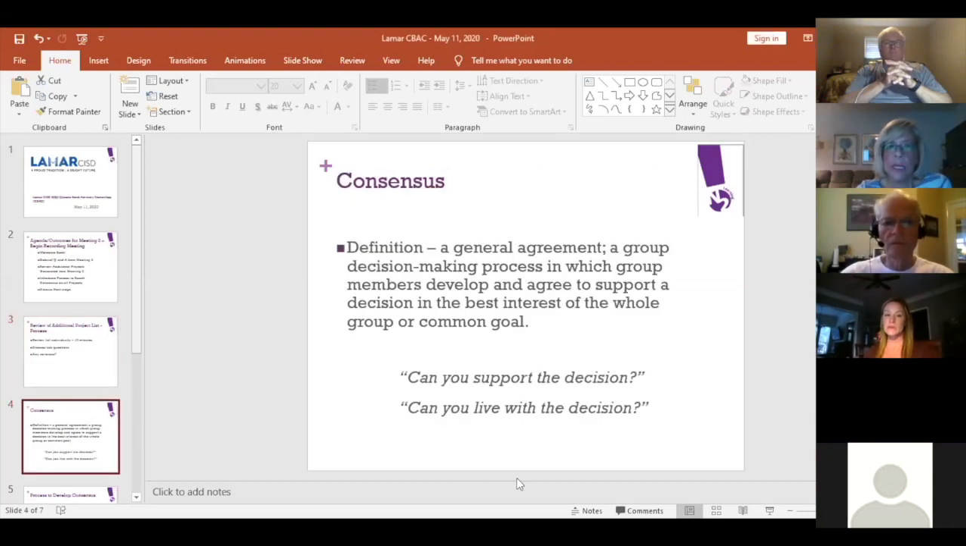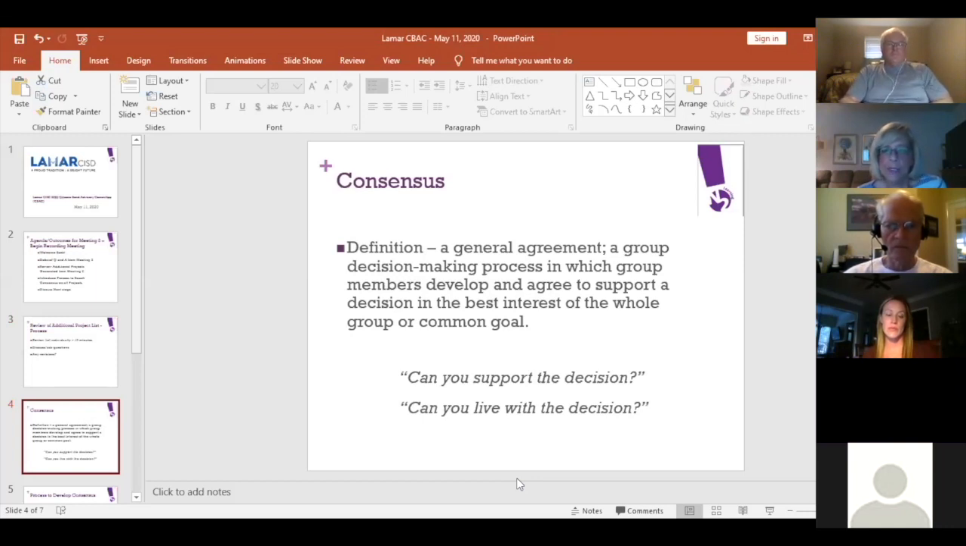Remember, we've talked about your role from day one is to build consensus, that we're going to walk you through the committee to build consensus on a recommendation to staff and then ultimately to the board for the 2020 bond. Just as a little reminder about consensus, here's a definition. It's the general agreement. It's the group decision-making process in which you develop and agree to support a decision that we come to consensus is in the best interest of the district.